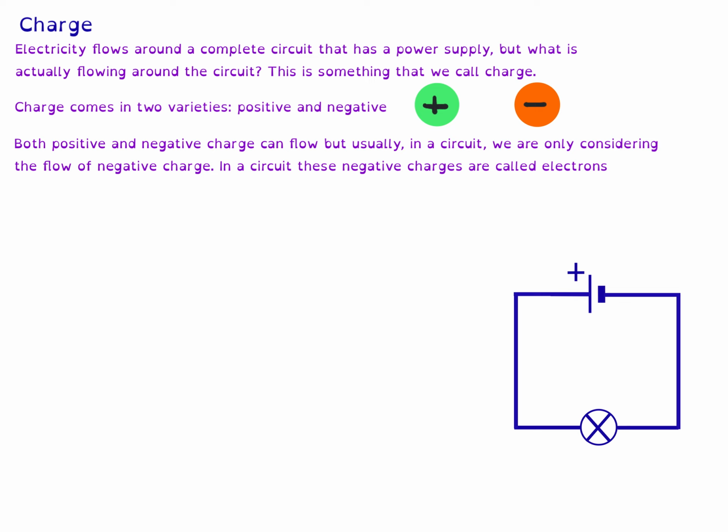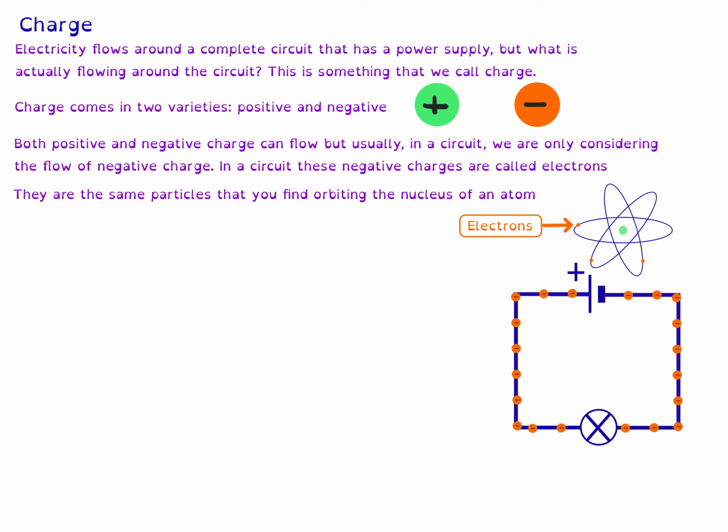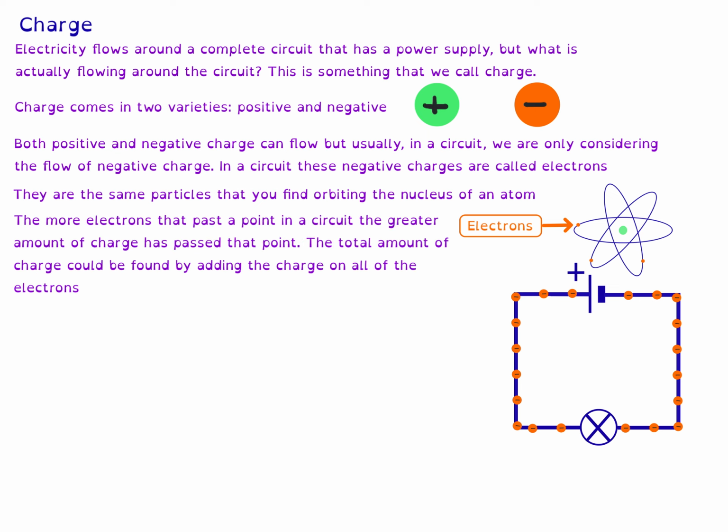In a circuit, these negative charges are called electrons. They're the same particles that you find orbiting the nucleus of an atom. The more electrons that pass a point in a circuit, the greater amount of charge has passed that point. The total amount of charge could be found by adding the charge on all of the electrons.